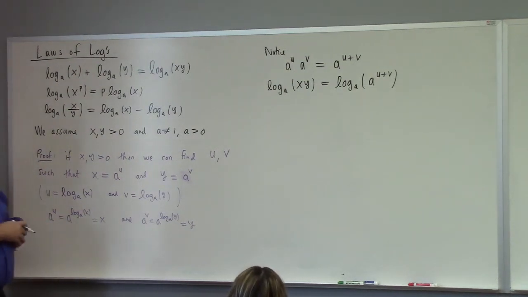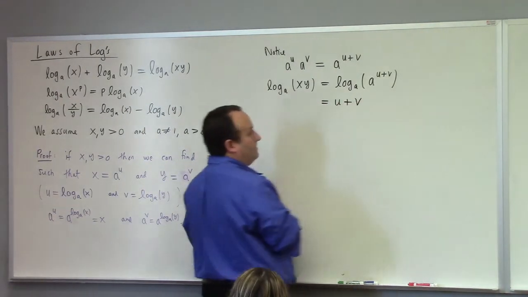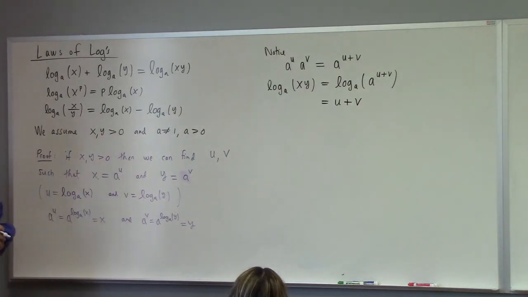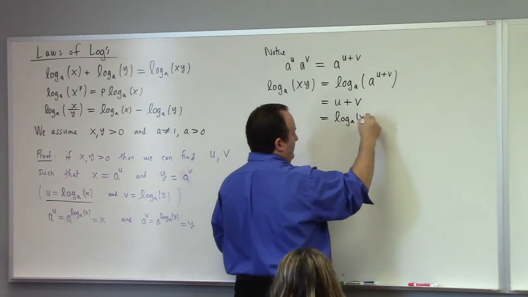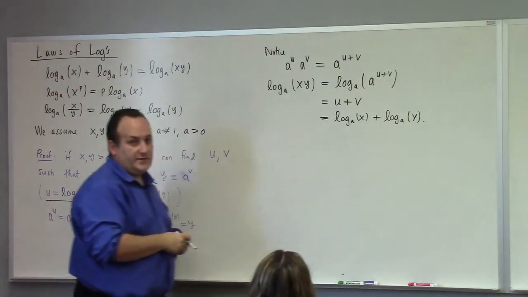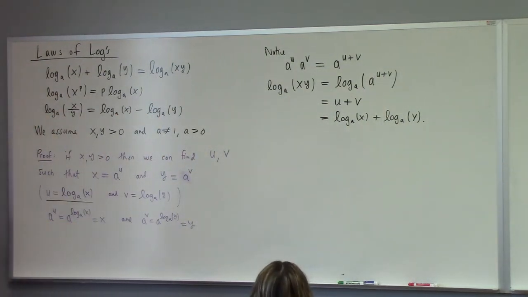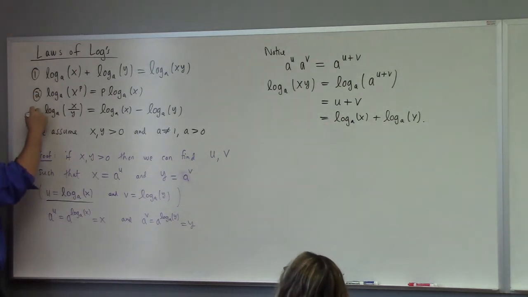But by the definition of logarithm, what's that equal to? That's equal to u plus v, right? But what is u and what is v? Well, u is, see right here, log base a of x, and v was log base a of y. So there you go. There's the proof, if you will, of the first law of logarithms. Let me call this number 1. That proves number 1. Here's number 2. Here's number 3. Let's do number 2.